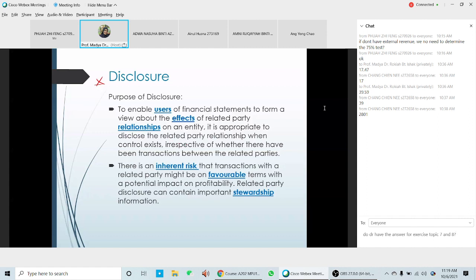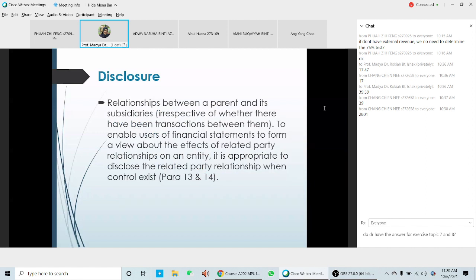And then they're going to disclose the risk that may affect the transaction, maybe a favorable term with a potential impact on the profit for that transaction. The first one you're going to view is the effect of the related party relationship. The second one you want to know about is the risk that will impact the profit of the company.